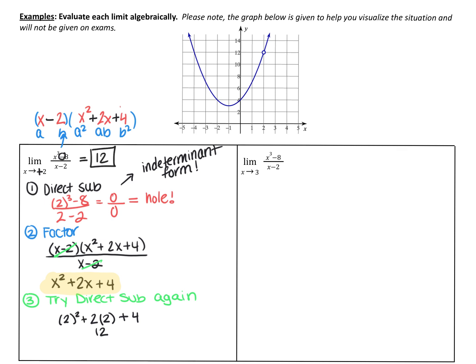And let's prove it to ourselves. This is the graph of this rational function. Here's my graph. So what happens? The limit as x approaches 2 from the left is 12. The limit as x approaches 2 from the right is also 12. Therefore, the limit is 12.